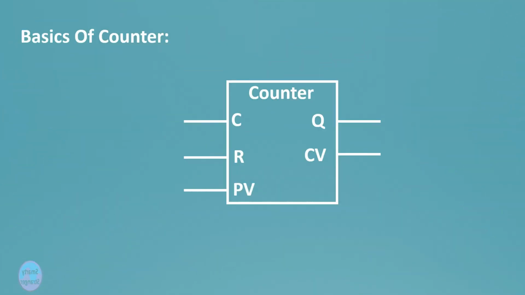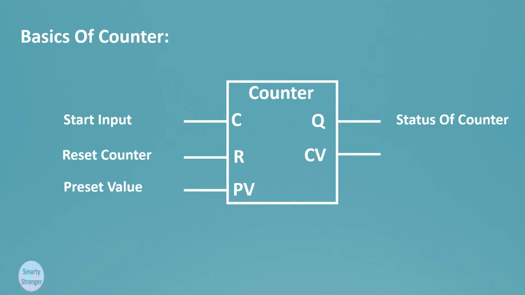They have different inputs and outputs. The first pin, CU/CD, is a counter input. The R pin is used to reset the counter. The PV input value is used to set the output. The Q pin tells us the status of the counter. The CV pin is used to tell us the current counting value.